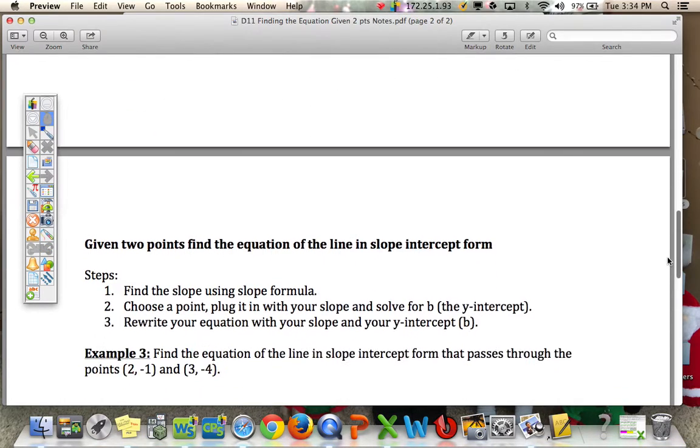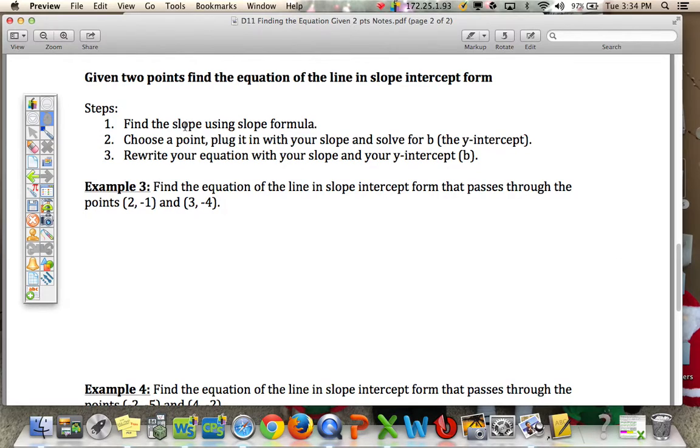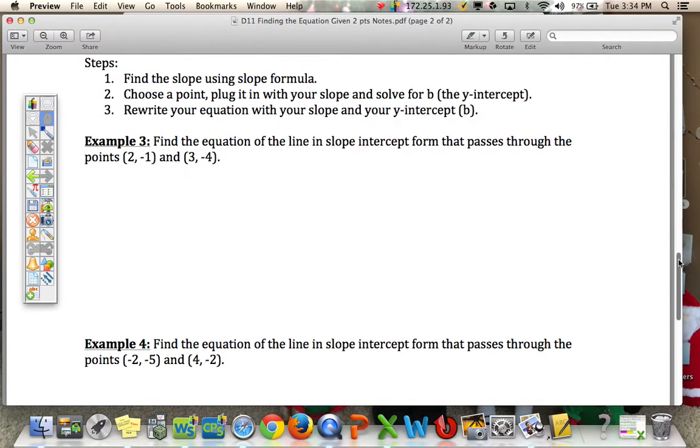All right, what if we don't have a graph and we want to find the equation of the line? Here are the steps. Find the slope using slope formula. Choose a point, plug it in with your slope, and solve for the y-intercept, or for b. Rewrite your equation with your slope and your y-intercept b. Okay, so let's try that here.